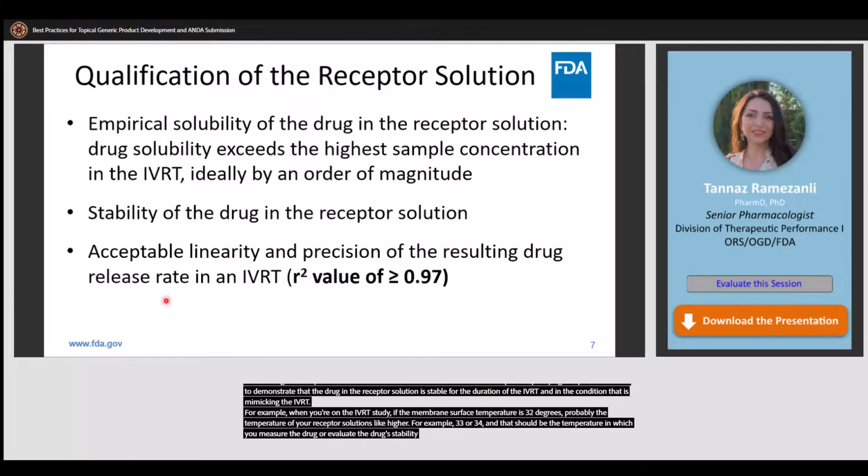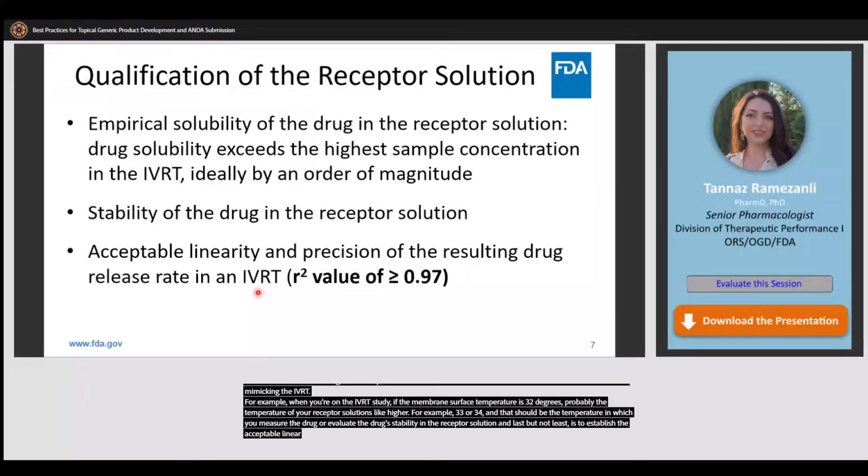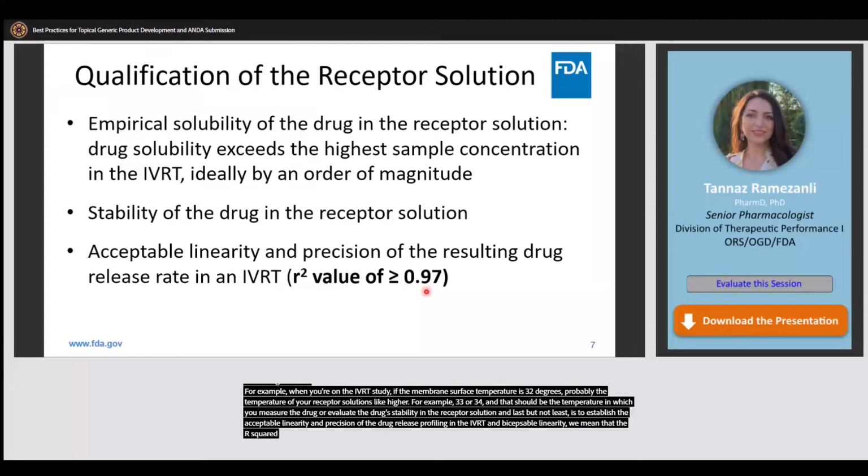And last but not least is to establish acceptable linearity and precision of the drug release profile in the IVRT, and by acceptable linearity we mean the R-square value of equal or more than 0.97. And in the coming slides I will describe more why we recommend a higher value than 0.9.